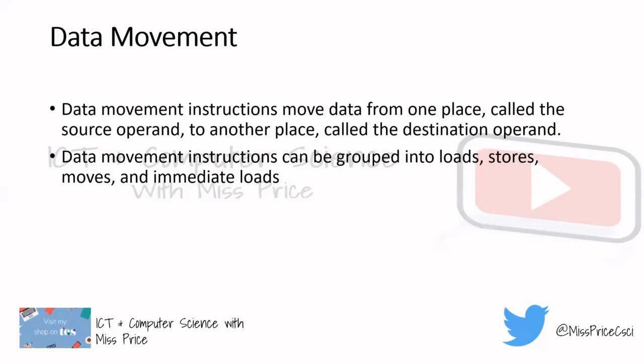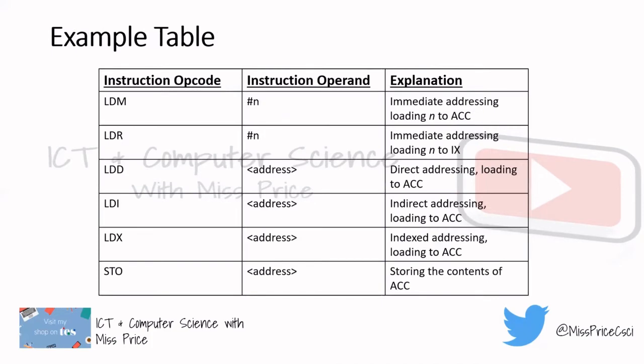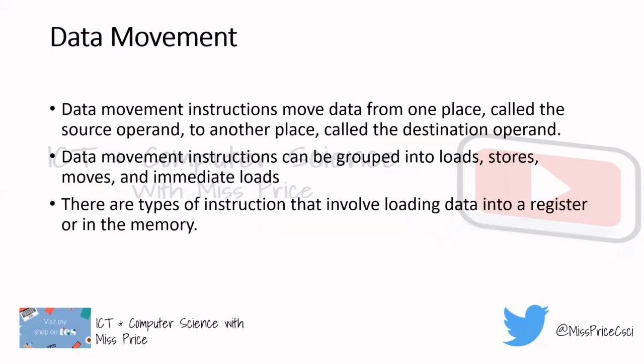So the data movement instructions can be grouped into loads, stores, moves, and immediate loads. There are 2 types of instructions that involve loading data into a register and out of the memory. Here's an example table. I'll come back to the example table.